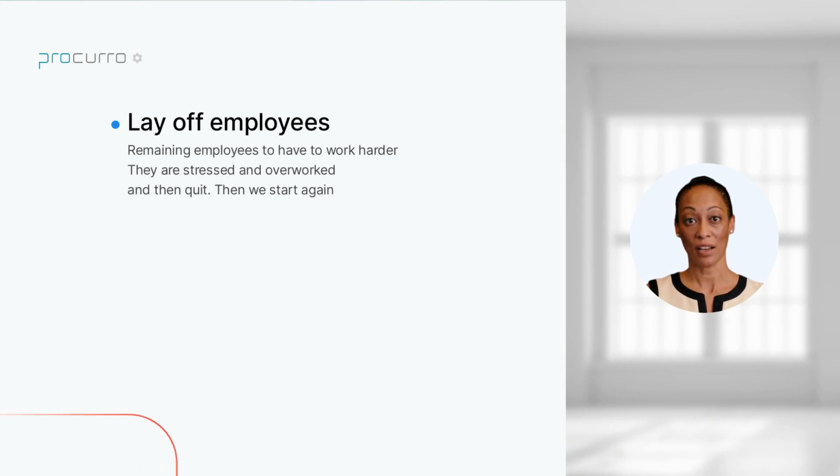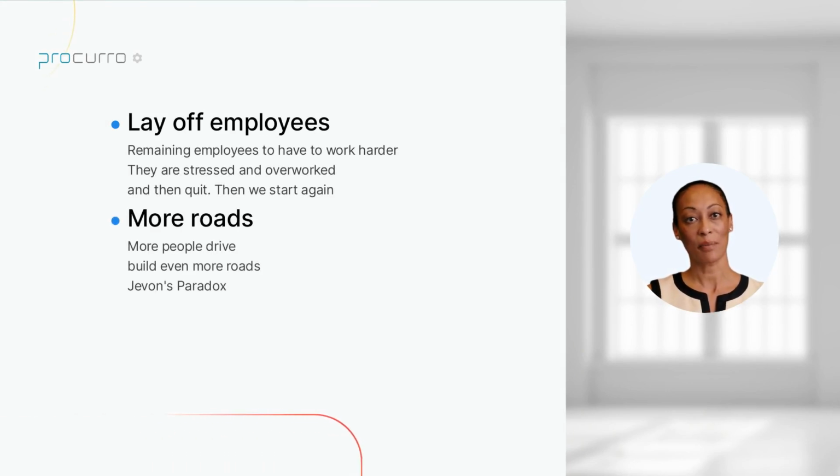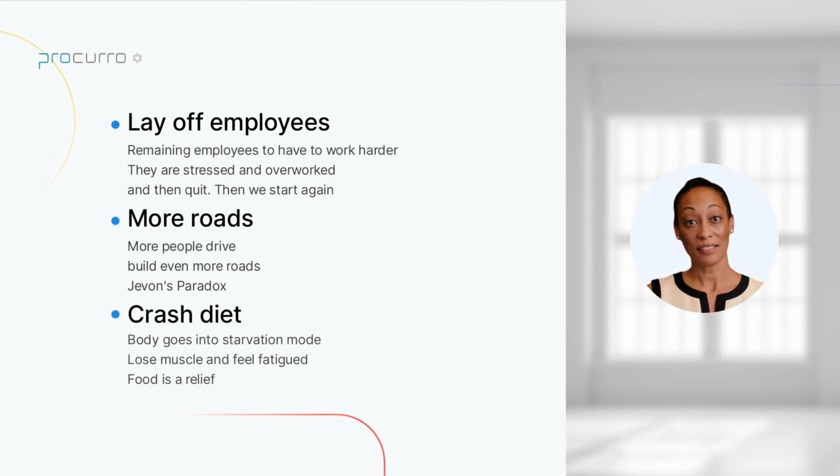Examples of what could go wrong. Imagine a company that is trying to increase profits. They decide to cut costs by laying off employees. This causes the remaining employees to have to work harder, which causes them to become stressed and overworked, which causes them to quit. This leads to even lower profits because the company now has to spend money recruiting and training new employees.